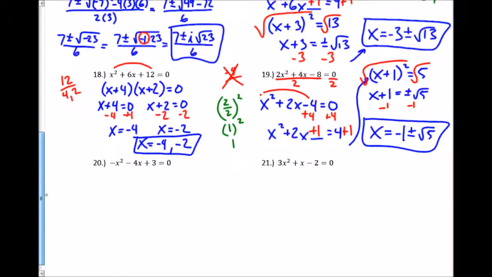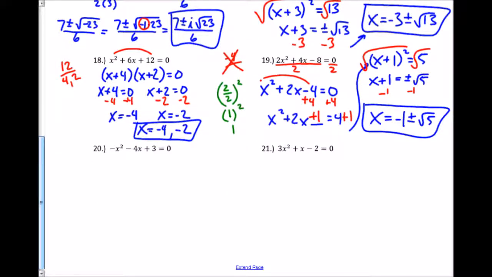Okay? And number 20. Once again, the first thing I'm going to do when I see this, I see a negative out front. And that's bothersome. So I'm going to divide each side by this negative, which is going to give me x squared plus 4x minus 3 equals 0. And I'm going to see if this thing can be factored. I build a bridge. Two numbers that multiply to a negative 3 but add to a positive 4.